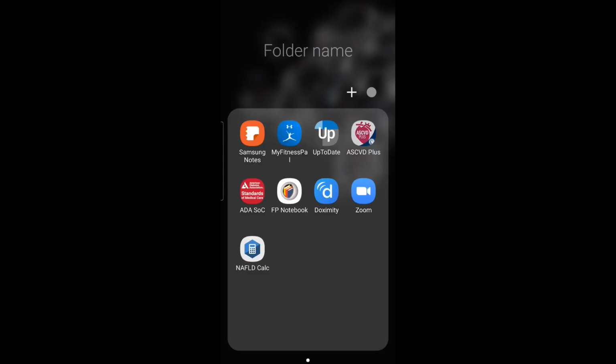Hello friends, I just want to show you how to use the ASCVD Plus calculator. What it is called is the atherosclerotic cardiovascular disease calculator.